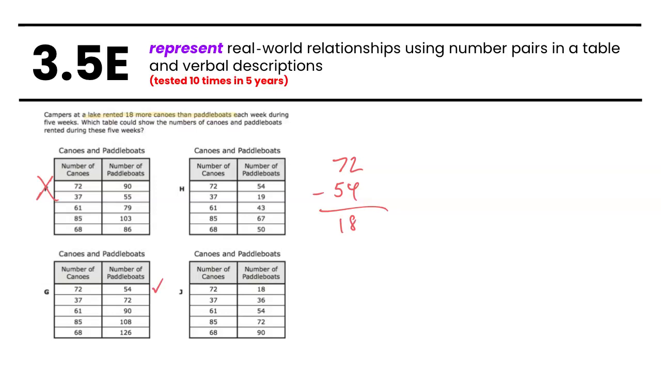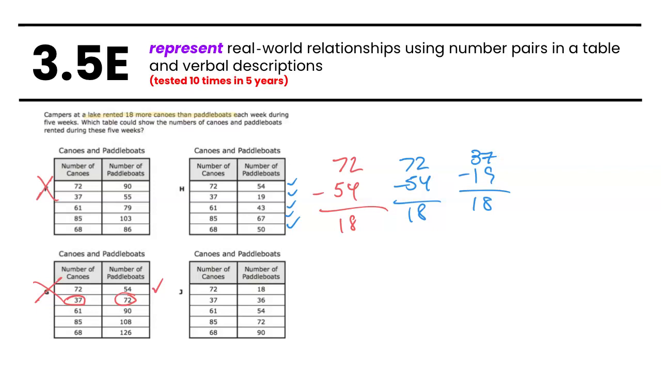Then if we go to the next one, we automatically realize that we have more paddle boats than we do canoes. And so that right there tells me that G cannot be correct. Then, if we go to the next answer choice, H, 72 minus 54, well, we already did that. That was 18. Then, if we do the next one, we have 37 minus 19, and that is also 18. And students can continue going down the line and notice that the number of canoes is always 18 more than the number of paddle boats.